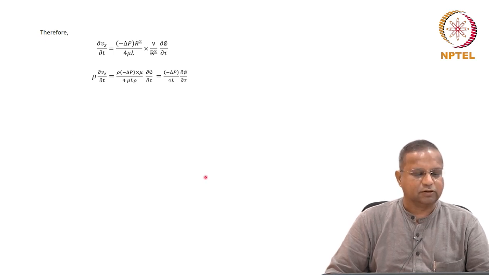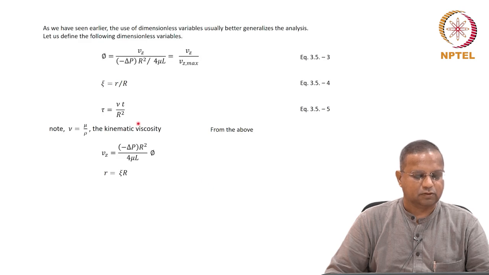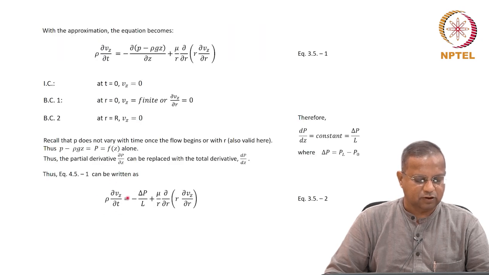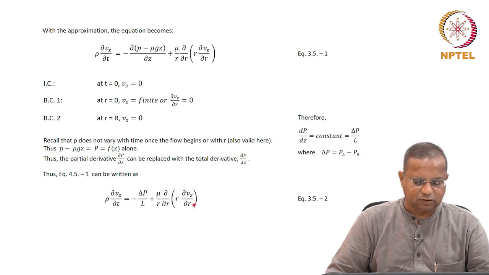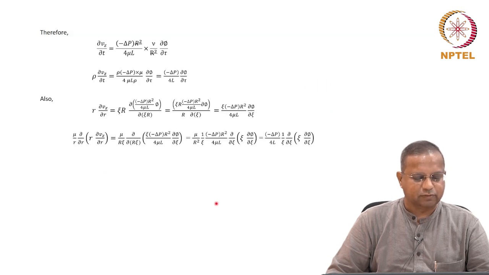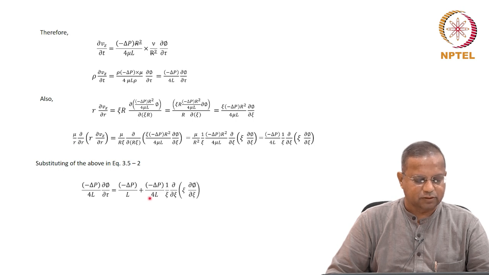Okay, let us see this equation. This is your left hand side, rho ∂vz/∂t. This, of course, we have converted to minus delta p by l. And here we had r, you have ∂vz/∂r. All those we are substituting in terms of non-dimensional numbers to non-dimensionalize the equation. So we are going term by term. We have taken care of one term. And finally, this is the equation in terms of the non-dimensional variables.